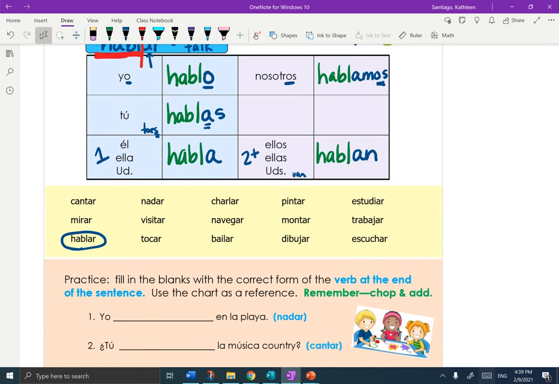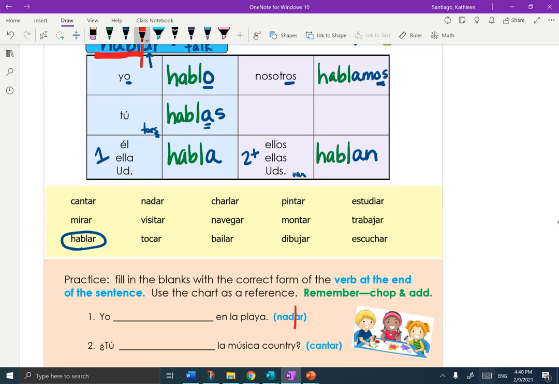Practice. Fill in the blank with the correct form of the verb at the end of the sentence. So don't use the verb that we charted. Use the verb that's at the end of the sentence. Use the chart above as a reference and remember the two-step process to chop and add. Well, I'm going to do two of them with you just to make sure that we are on the same page. So chop and add, I'm going to take my red pen, yo blank en la playa, and they want me to use nadar. So chop and add.